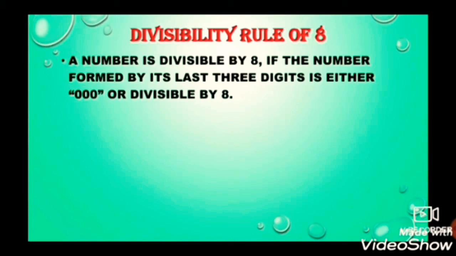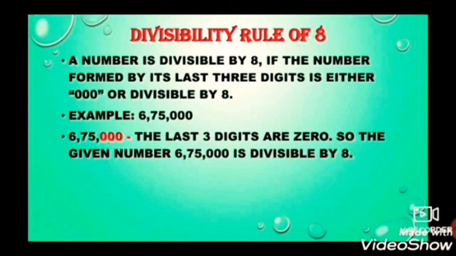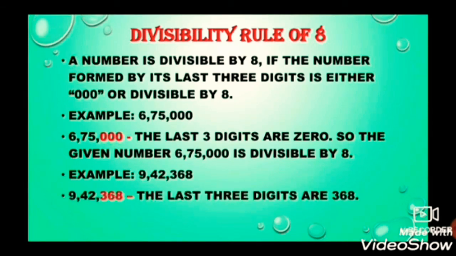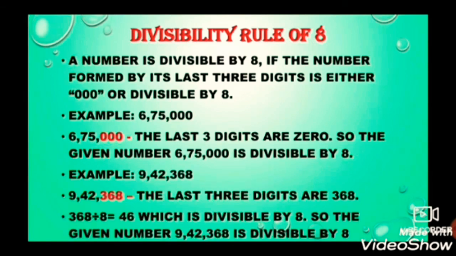Let us see an example. 6,75,000. Here, the last three digits are 0. So, the given number 6,75,000 is divisible by 8. Next, 9,42,368. Here, the last three digits are 368. Now, divide it by 8. The quotient is 46, which is divisible by 8 completely. So, the given number 9,42,368 is divisible by 8.